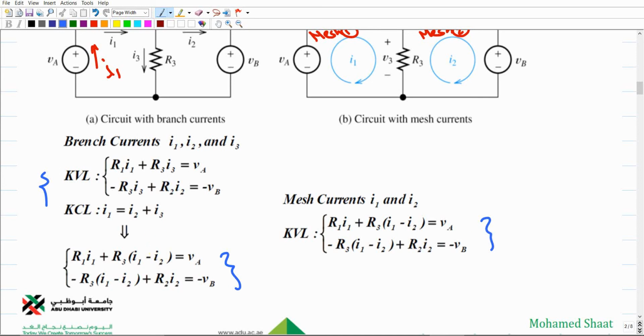Make sense? So we can understand that the mesh current method is like combining the Kirchhoff voltage law and Kirchhoff current law in one law, which is known as the mesh current. You could understand it in this way.